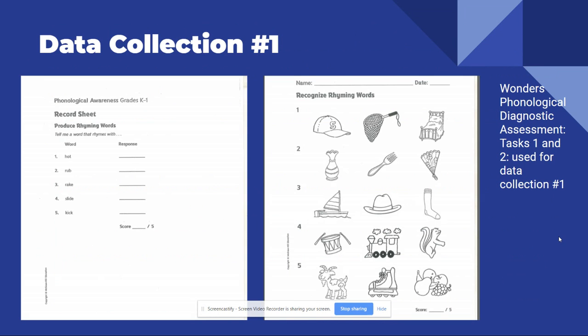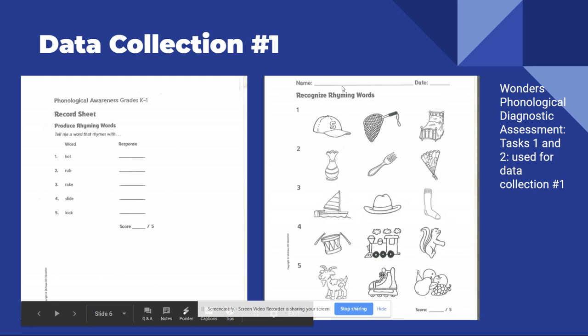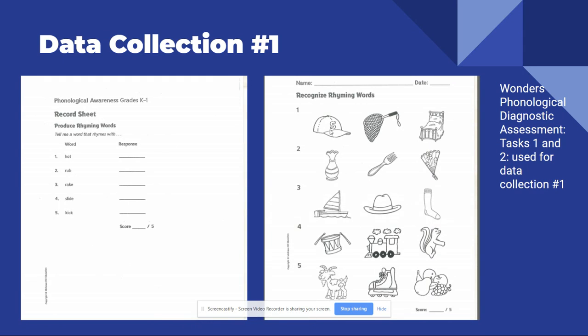This is the Wonders Diagnostic Assessment for Phonological Awareness. This page right here is the first task. They're given a word orally, and then they're given the 3 pictures and asked to choose which one rhymes with the word that was given.